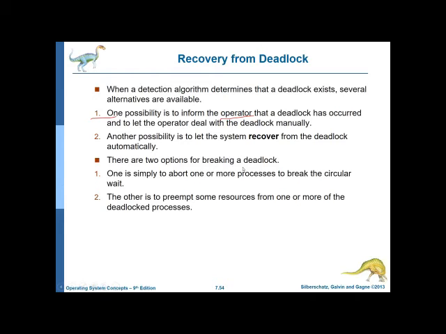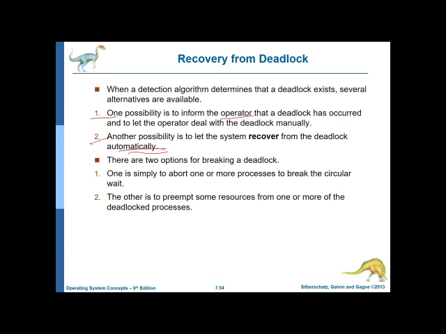So you can inform the operator that a deadlock has occurred. Then the operator can deal with the deadlock manually, maybe by stopping all the processes that are causing the deadlock, or some other means. That is manual termination of the processes that are creating the deadlock. Another possibility is to let the system recover from the deadlock automatically.